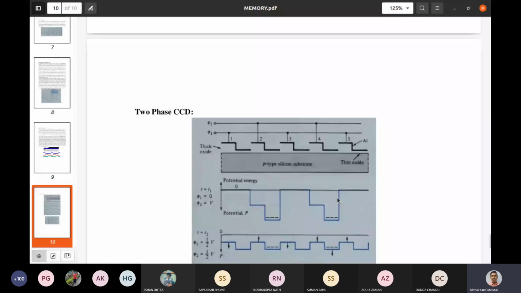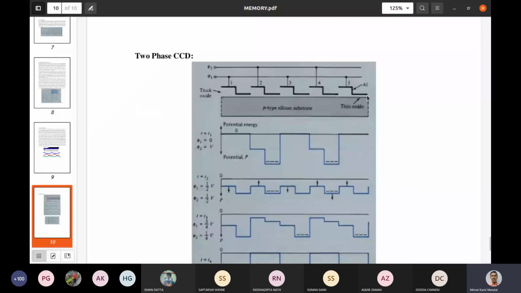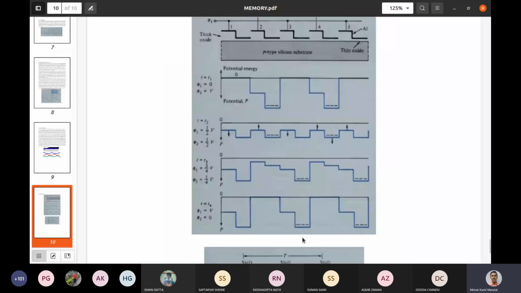Now, after one period, this charge will be shifted to 3 and 5. That you can see by changing the clock signal. That means phi 1 is reduced and phi 2 is increasing. So when phi 2 is reduced, this charge will be present here, and similarly the potential well below 3 is increasing. So then what will happen? This charge will be automatically shifted to this electrode. So after this particular period of time, that charge will be shifted from 2 to 3.